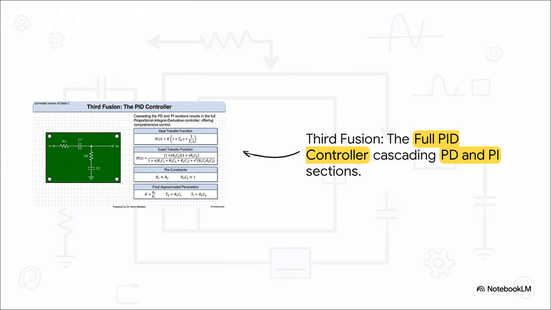H(s) equals the quantity 1 plus S R1C1 times the quantity 1 plus S R2C2. All of that is over 1 plus S times the quantity R1C1 plus R2C2 plus R2C1, plus S squared times the quantity R1C1 R2C2. I know, it looks super intimidating, right? But honestly, it's just the mathematical reality of cascading the PD and PI sections that we've already mastered.